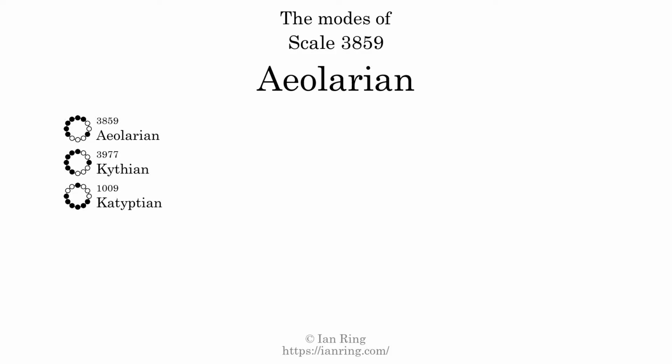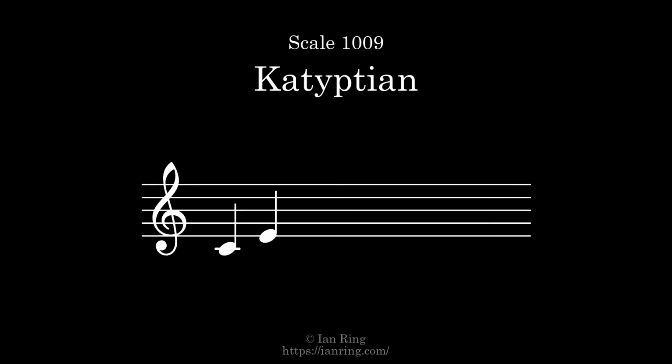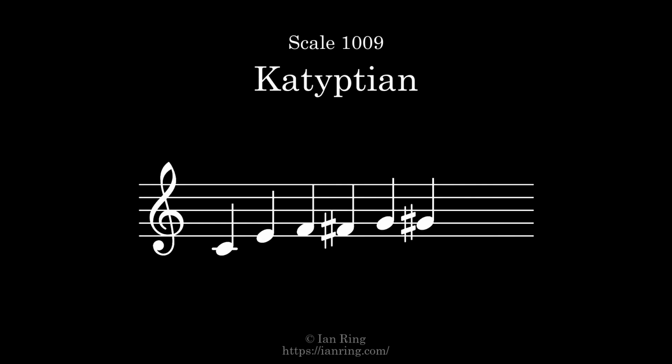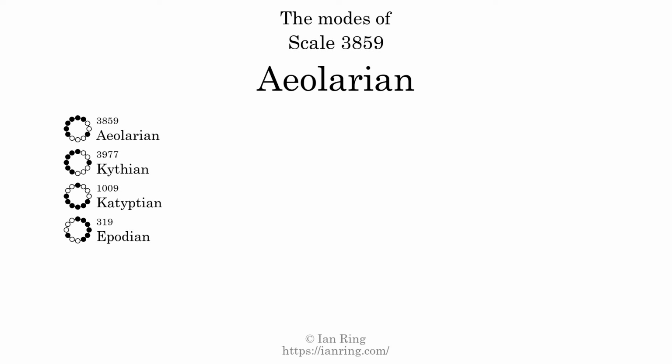The third mode is scale 1009, also known as Catyptian. It sounds like this. The fourth mode is scale 319, also known as Apodian. It sounds like this.